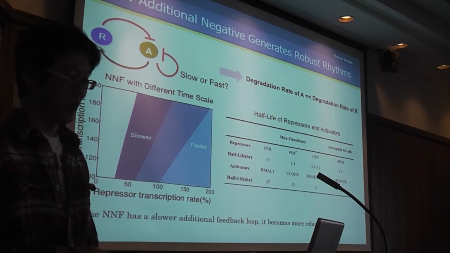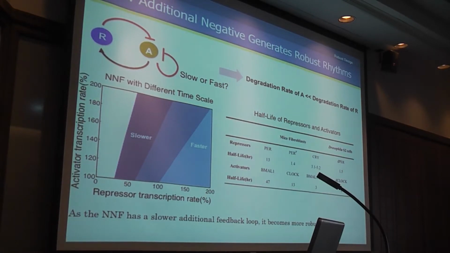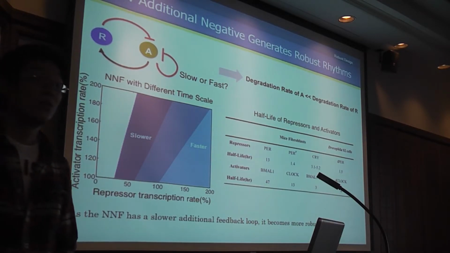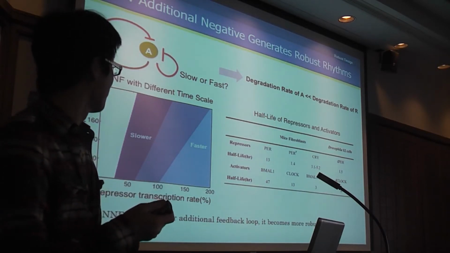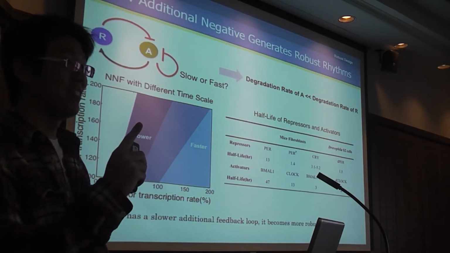Interestingly, here is some experimental data. This is the half-life of the repressor and activator in mice and Drosophila circadian clocks. The top is the half-life of the repressor, and the bottom is the half-life of the activator. So the half-life of the activator is significantly longer than the repressor, right? Indeed, in natural circadian clocks, this additional negative feedback loop is really slow. Any question about this?